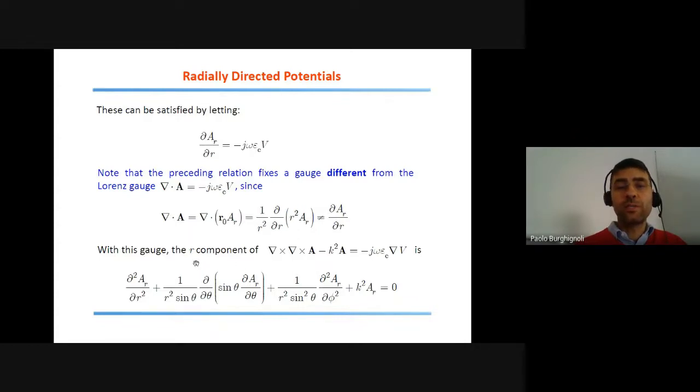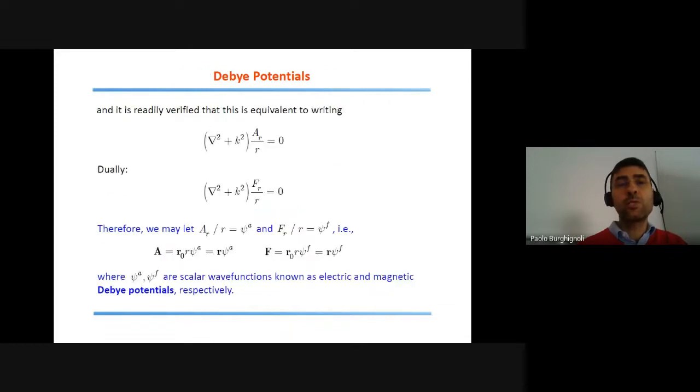If you assume this different gauge, then the remaining component of the equation, that is the r component, can be written as you can find at the bottom of this slide, which is a quite complicated looking equation. However, if you manipulate this equation a little bit, you can discover that this equation can be written in terms of a simple Helmholtz equation, that is the sum of a Laplacian plus the constant k squared, applied not to A sub r, but to the ratio between A sub r and the radial coordinate r. So, of course, the dual equation would hold for the electric potential F.